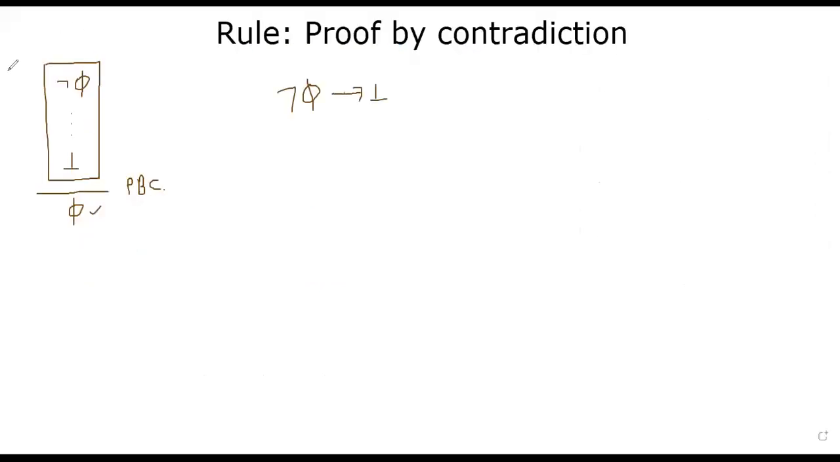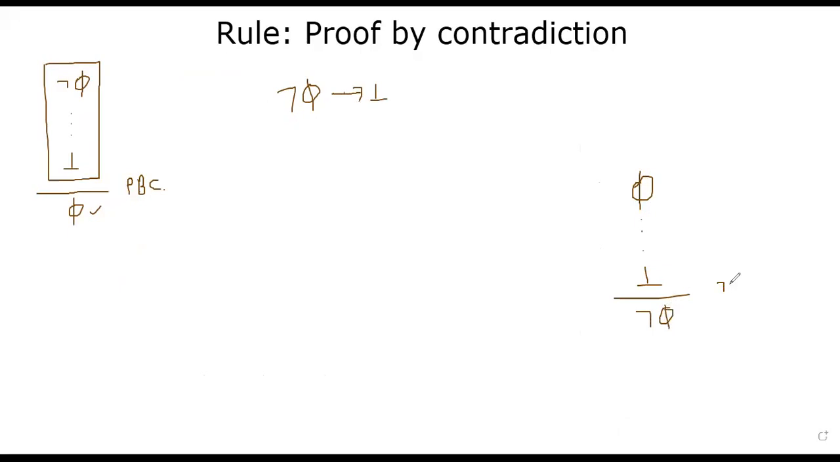The rule proof by contradiction looks pretty similar to not introduction, right? But there is a difference. In the case of not introduction, you start with some pi, and let's say it leads you to a contradiction. Then you are saying it's not pi. This is basically not introduction.